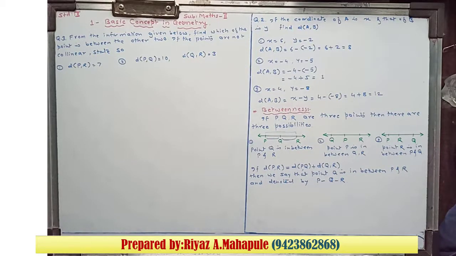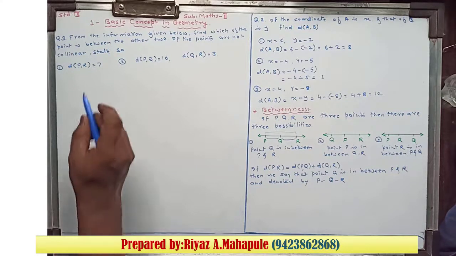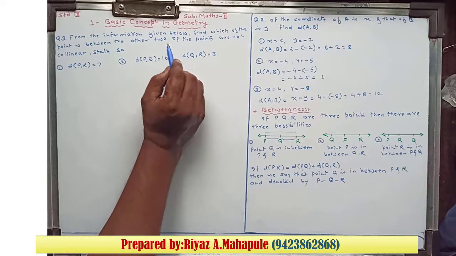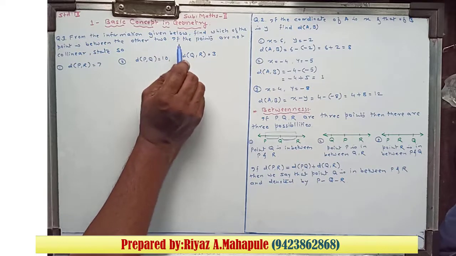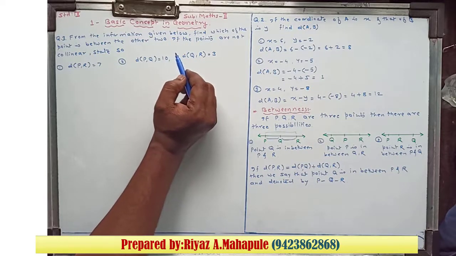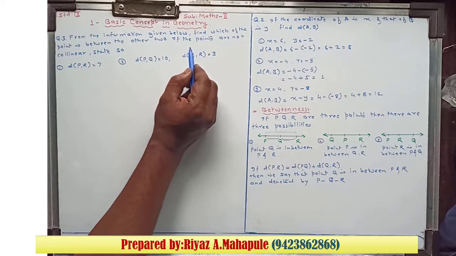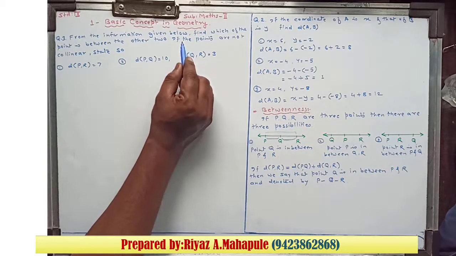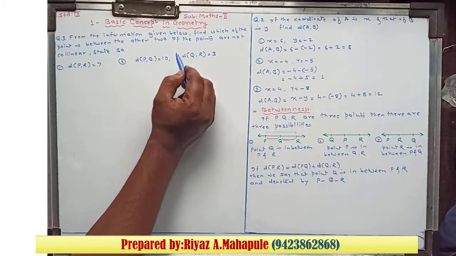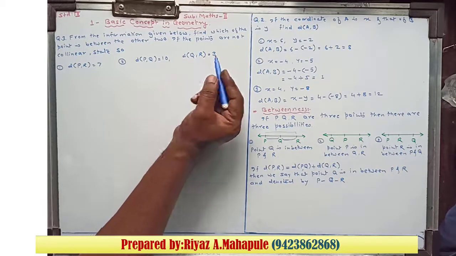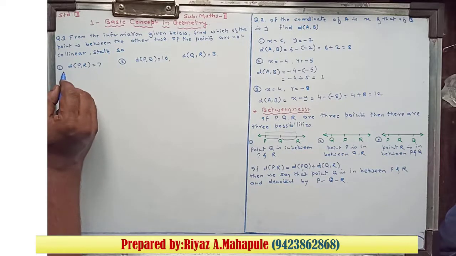Now the question number 3 is: from the information given below, find which of the points is between the other two, and if the points are not collinear, state so. Now what do we have to do? Find which point is between the other two points. If the points are not collinear, state so; you also have to tell that they are not collinear. So for the first example I took here, total 6 examples are given. Out of 6, 3 examples I'll show, remaining 3 examples you have to solve.